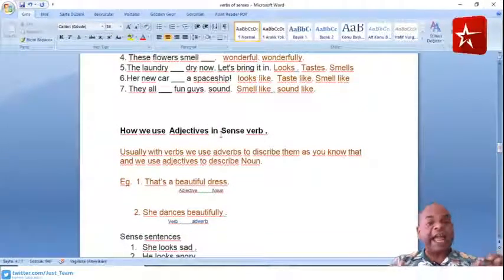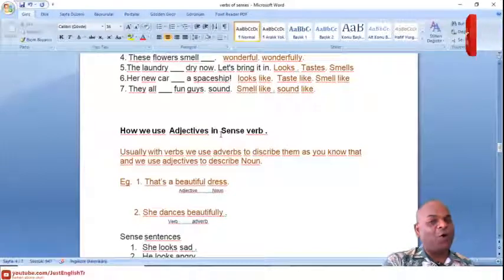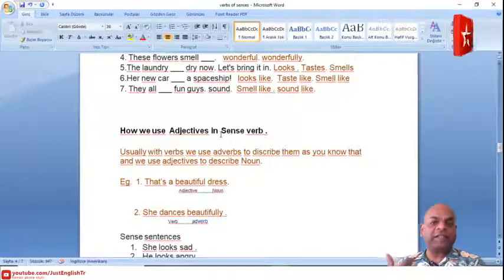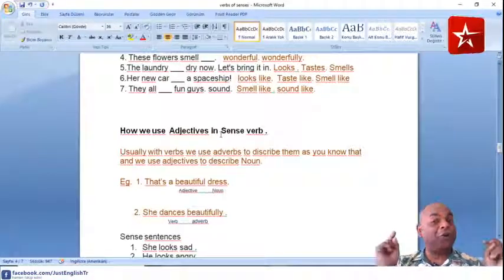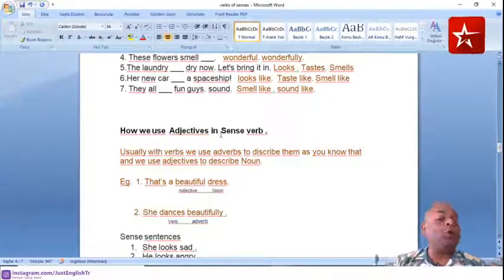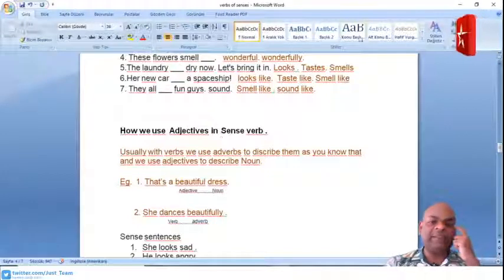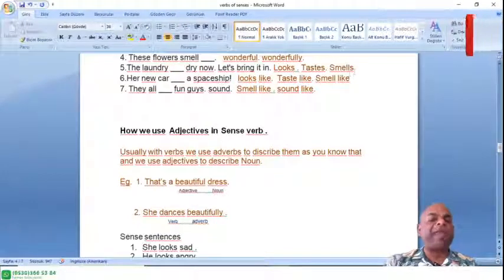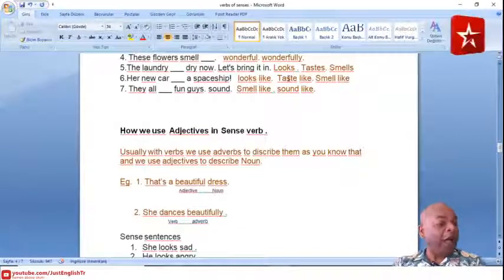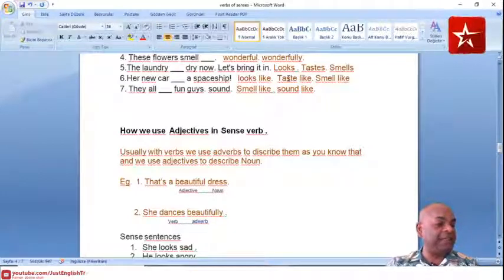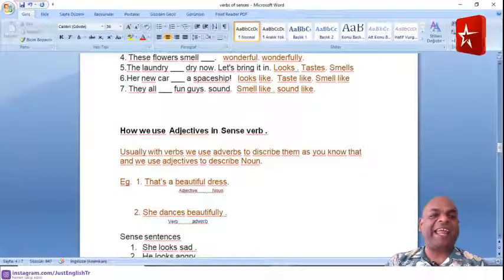Now, we got number 5. The laundry dash dry now. What should be your answer here? Looks, tastes, or smell? Laundry, if you don't know, I'm going to explain quickly. When you wash your clothes in the washing machine, it is called laundry, all right? So which should be your answer here? We got the answers from Zainab, Gulsen, and Imra says looks. Great, well done. That's the right answer for number 5.